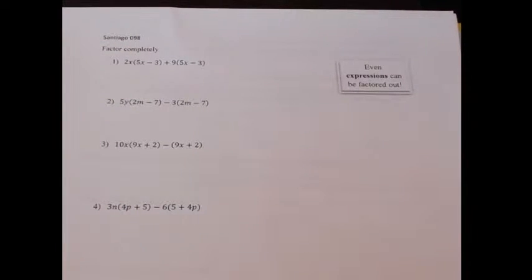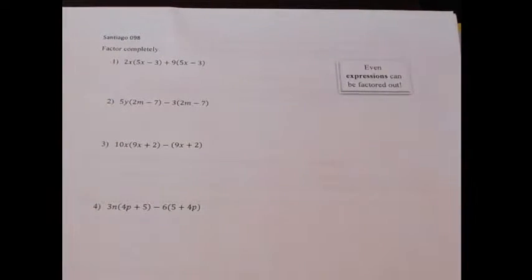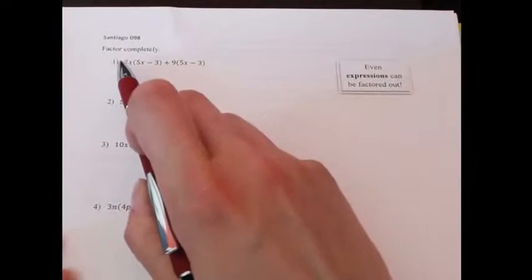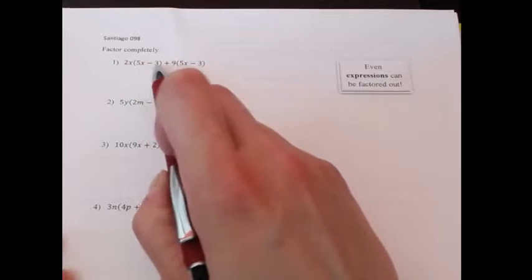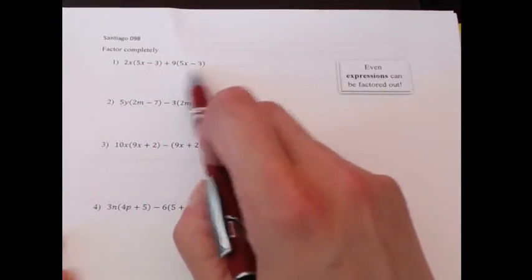Notice number 1 says 2x times 5x minus 3 plus 9 times 5x minus 3. I said it weird like that because I wanted you all to hear that both of those terms have a common factor. The common factor just happens to be an expression. Notice what I've written here. For our first term, 2x times 5x minus 3, this 5x minus 3 reappears in my second term.